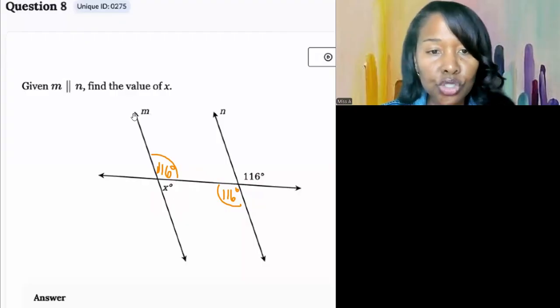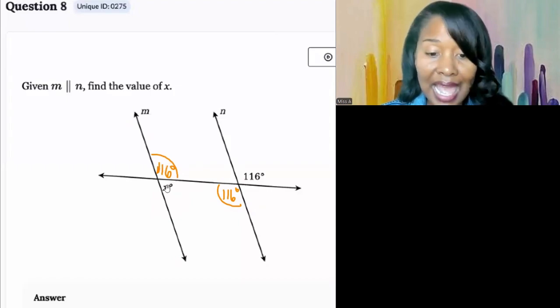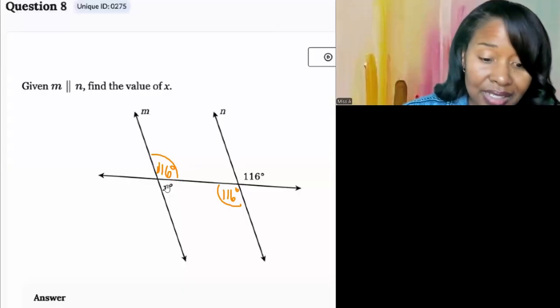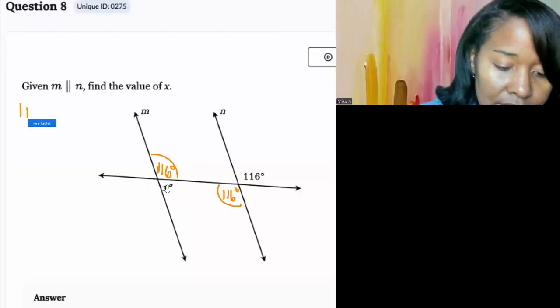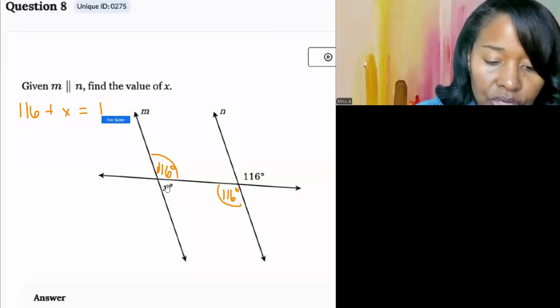We learned that straight angles have a value of 180 degrees. So that means 116 plus X is going to have to add up to 180 degrees. And so that's exactly what I'm going to write for my equation. 116 plus X equals 180.